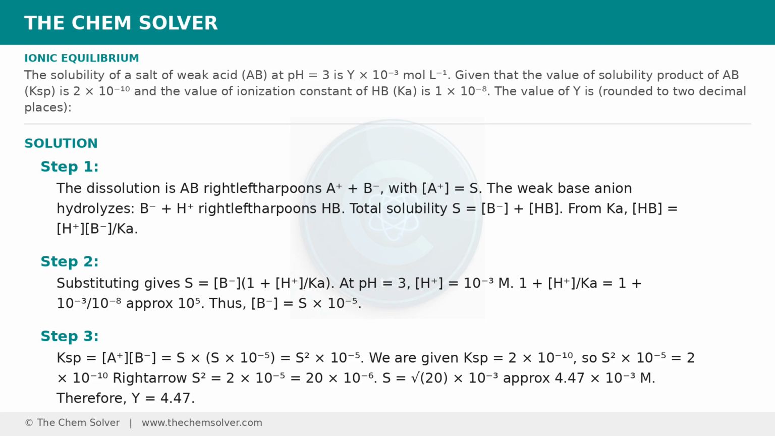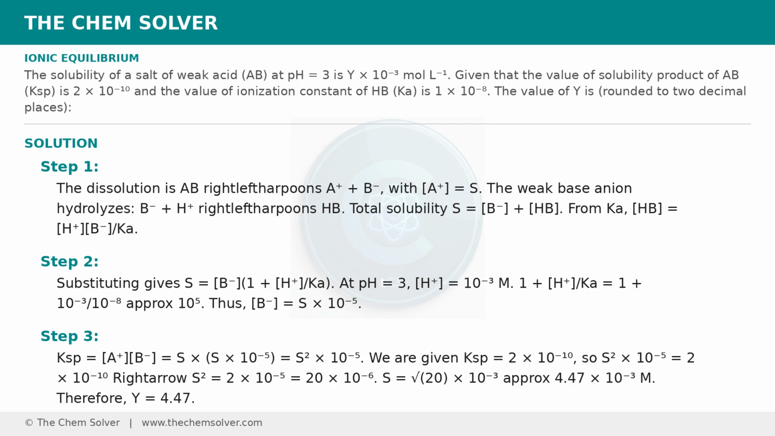[B⁻](1 + [H⁺]/Ka). At pH equals 3, [H⁺] equals 10⁻³ M. 1 + [H⁺]/Ka equals 1 + 10⁻³ divided by 10⁻⁸, approximately 10⁵. Thus, [B⁻] equals S times 10⁻⁵.